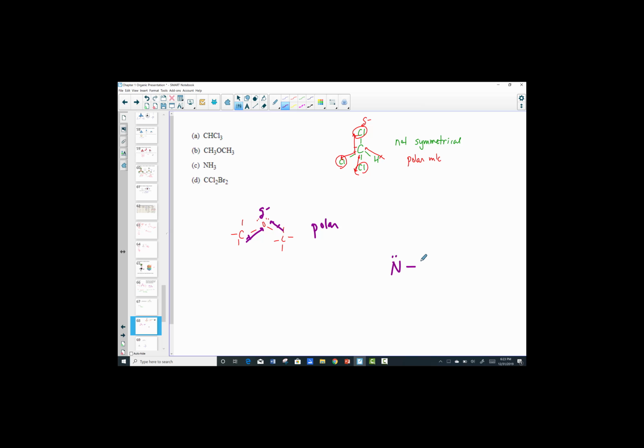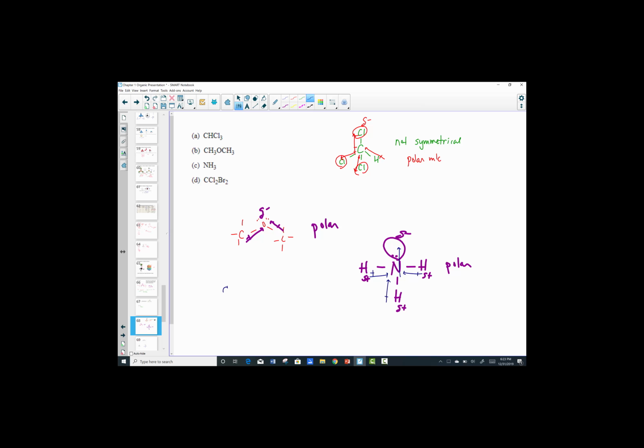NH3, when I draw its Lewis dot structure, I can see a very rich area here of electrons, making this very electron rich, and the hydrogen's very electron deficient. So this is a polar molecule. In terms of bond polarity, nitrogen, being the more electronegative element, is pulling the electron density towards itself and being pulled up towards the electron pair.